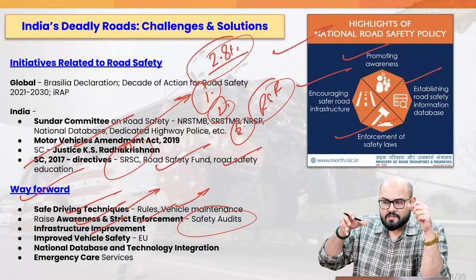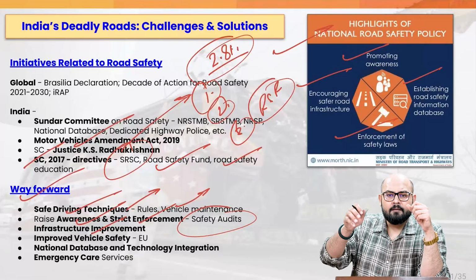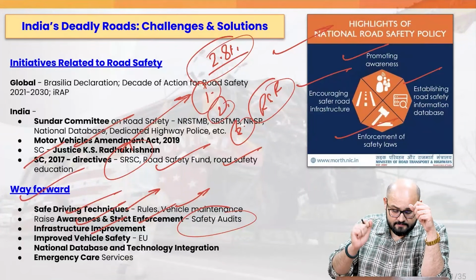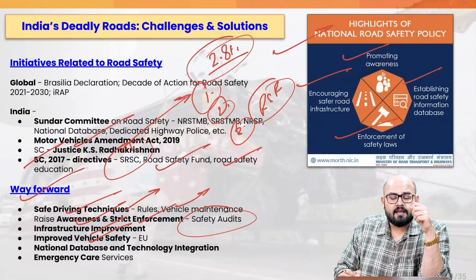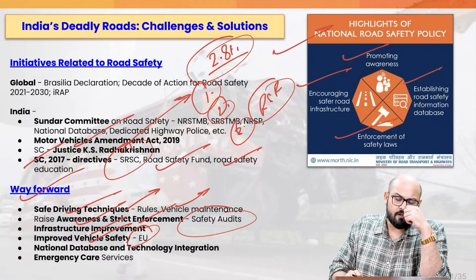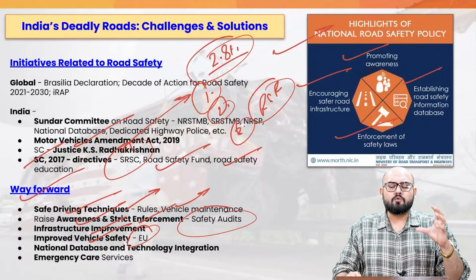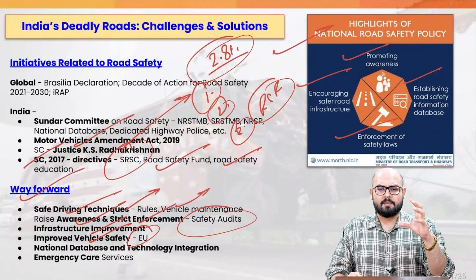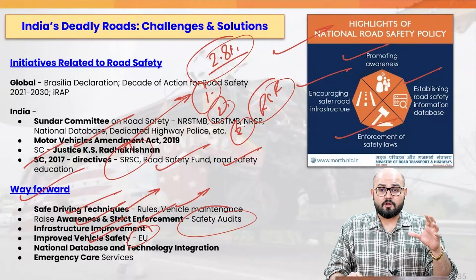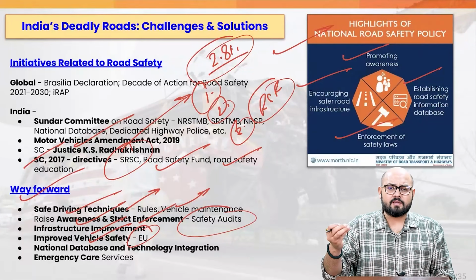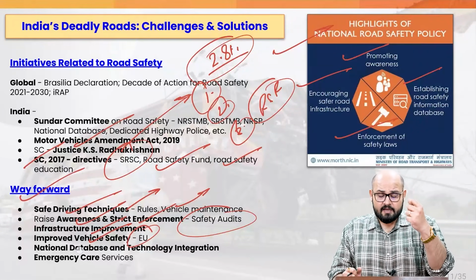Making sure that the lanes are clearly marked, that there is proper lighting on the road, and that the potholes are removed, right? Improved vehicle safety, as countries in the European Union have been doing. They have been focusing on making sure that the vehicles are robust, so that even if a vehicle suffers an accident, the people must not die, right? So they have safety features, be it ABS systems or airbags. Those must be incorporated in an Indian system also.